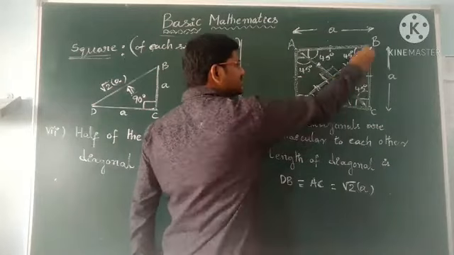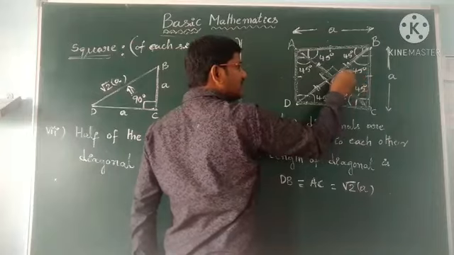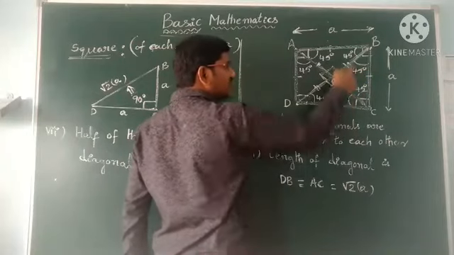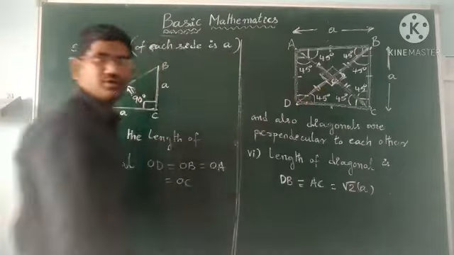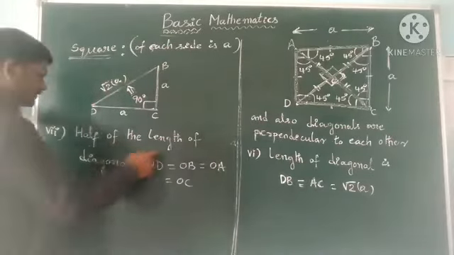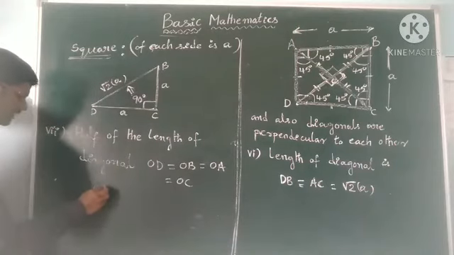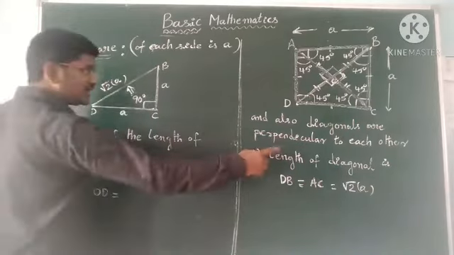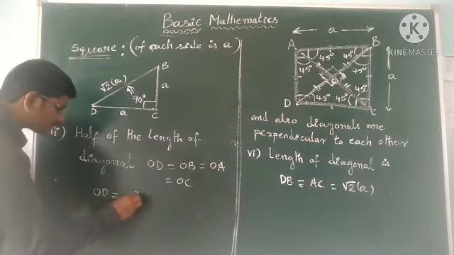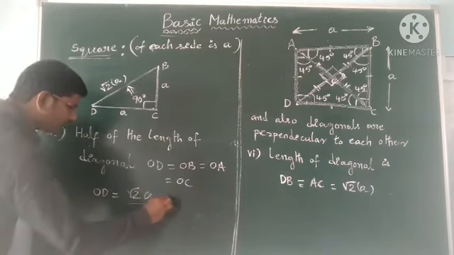This is 90 degrees, you will get an isosceles triangle, a right angle isosceles triangle you are getting. These two sides are equal, these two sides are equal, and these two sides are also equal, you know. So then half of the length of the diagonal, I want to find it, that half of the length of the diagonal OD is equal to, so total length, how much students? Root 2 into A by 2.